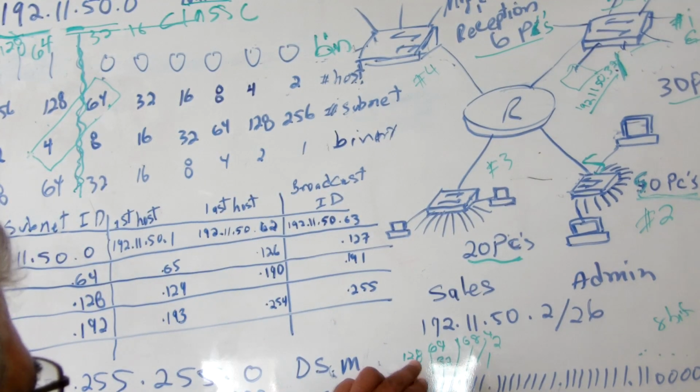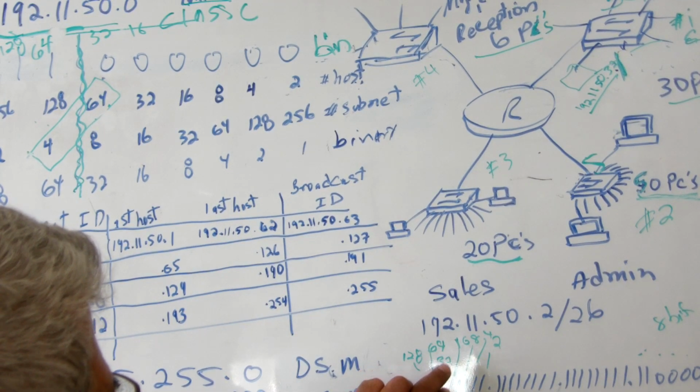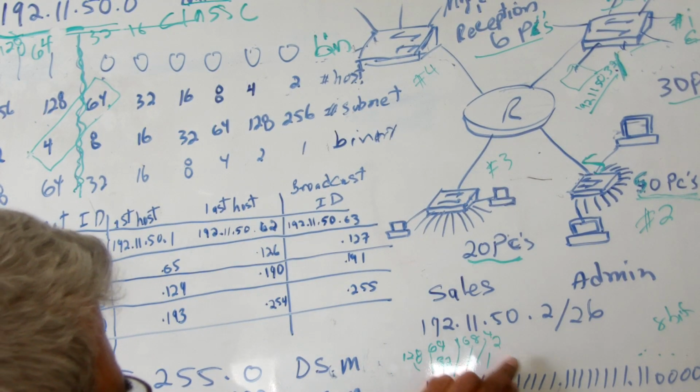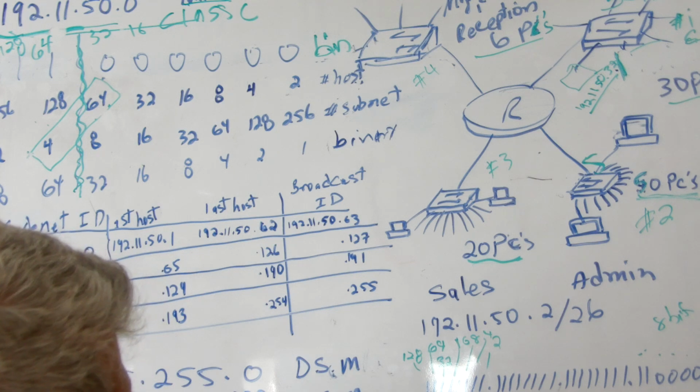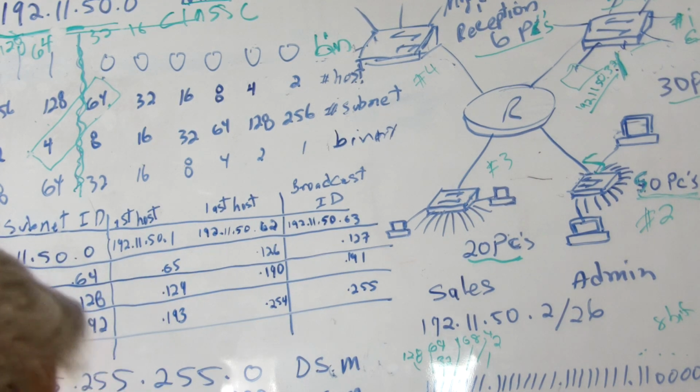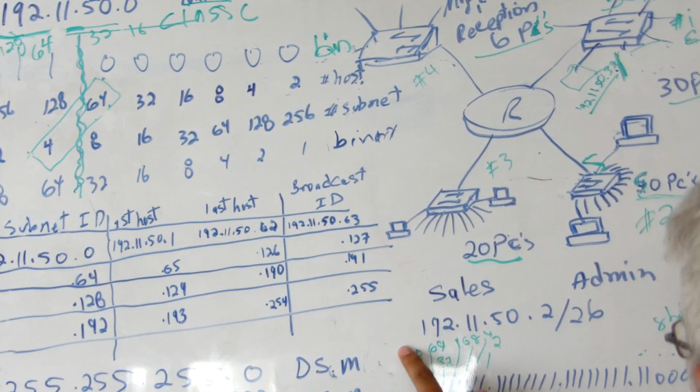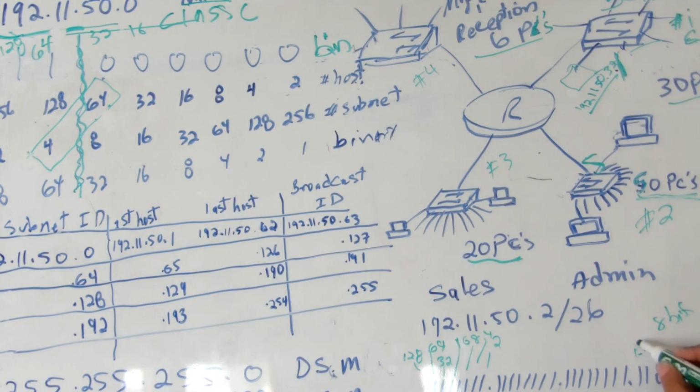So, if you add all this together, 128 plus 64 plus 32 plus 16 plus 8 plus 4 plus 2, you're going to get 255. So, it's all ones. But here there are only two ones. Okay, we have 128, 64 is going to be 192, I'm sorry. 192 is going to be 192.